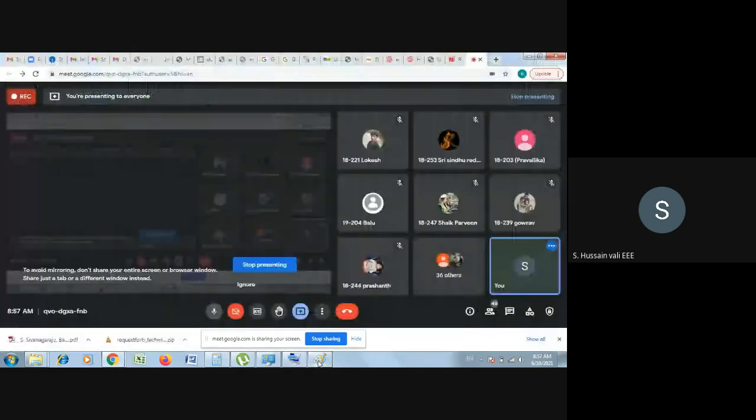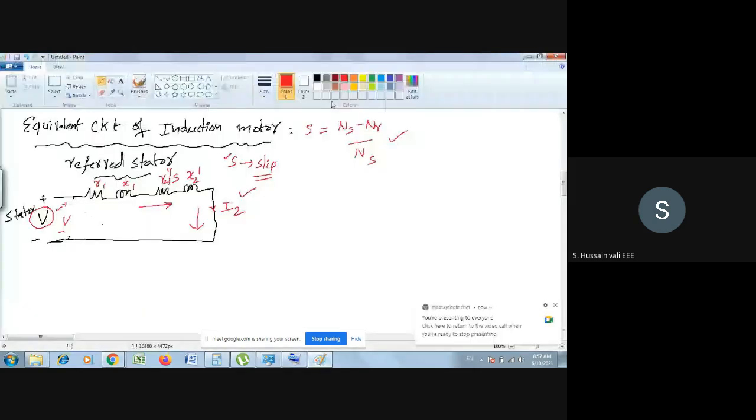Please see this range of slip. What is the range of slip? It is 0 to 1. Slip is at minimum zero, at maximum one. There is also negative slip, maybe for some kind of situation, but for the motoring operation, the slip is from 0 to 1. So we can stick to that.